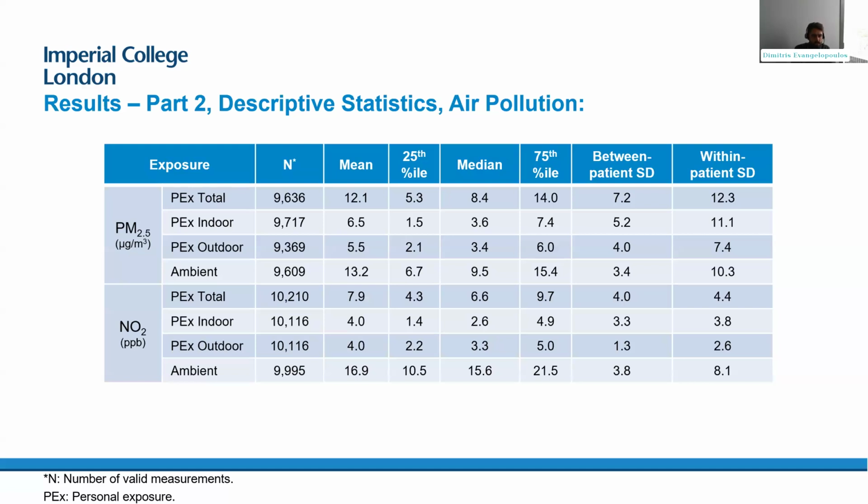I have a table of descriptives here. The reason I'm showing this is because you can see from the table that indoor generated pollution and outdoor generated personal exposure to pollution are very, very similar. So for PM2.5, the mean value was 6.5 and 5.5 for indoor and outdoor respectively. And it was the same for, sorry, for parts per billion for NO2. So it's not that one of the two sources is dominating total personal exposure. They're roughly the same, according to our estimations.